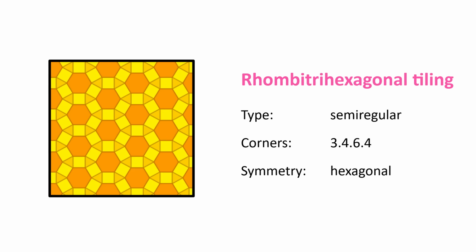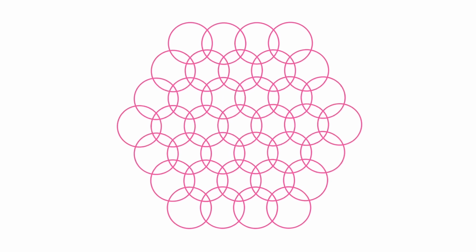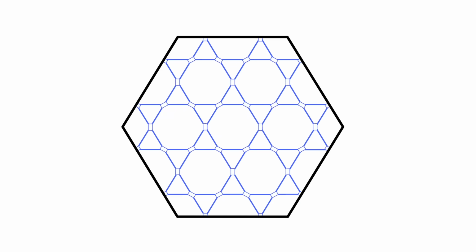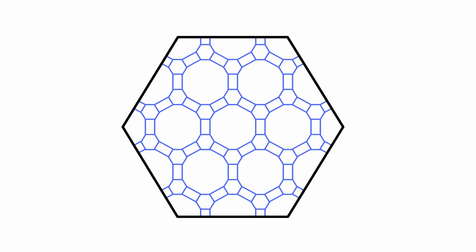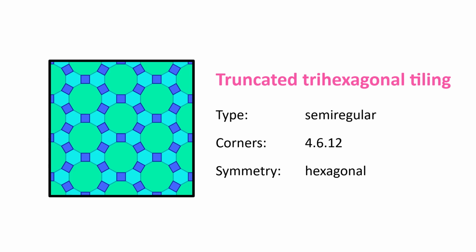The rectified trihexagonal tiling, also known as the rhombi trihexagonal tiling, is composed of triangles, hexagons, and squares. It has a really interesting variation which can be constructed by the overlapping edges of expanding circles. And then there's the truncated trihexagonal tiling. It's made of dodecagons, hexagons, and squares.